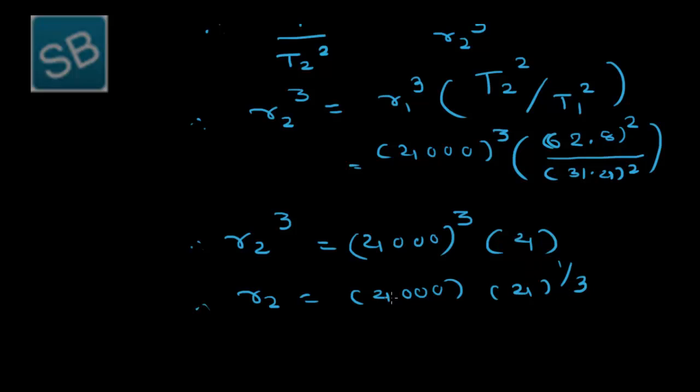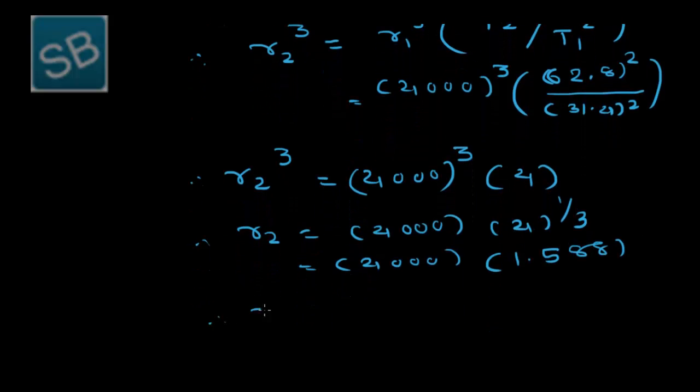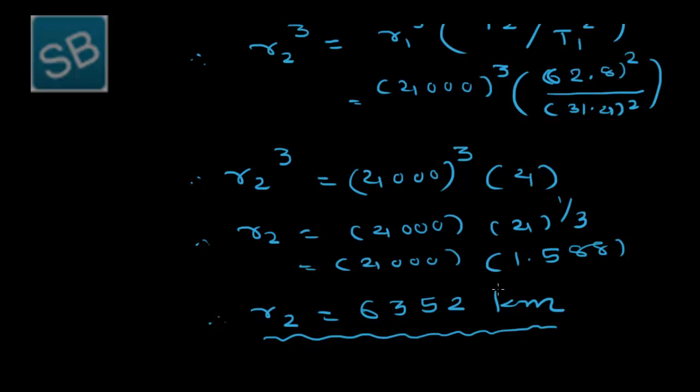Now 4 raised to 1/3 is approximately 1.588. So the answer, the radius of the second satellite S2, is 6352 kilometer, and from this radius you can say one thing, that this can be our Earth also, because the radius of the Earth is around 6400 kilometer, and this radius is very nearly to our Earth, and so it can be a geostationary satellite also.